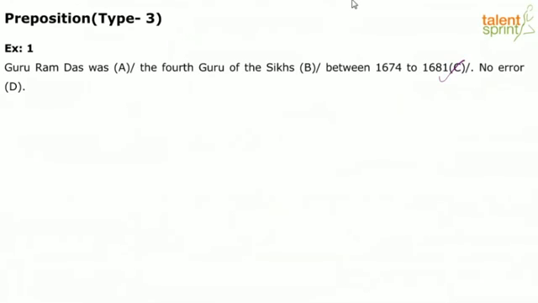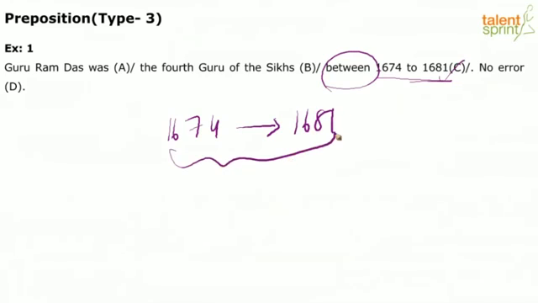Now I think one of you rightly pointed out that it is a prepositional error because it's saying between, between 1674 to 1681. Now here what is being shown? That Guru Ram Das was the 4th Guru of the Sikhs when? Between a period which is from 1674 to 1681. Between this period, Guru Ramdas was the 4th Guru of the Sikhs. So this is talking of a period, which is a range, starting from this to this.